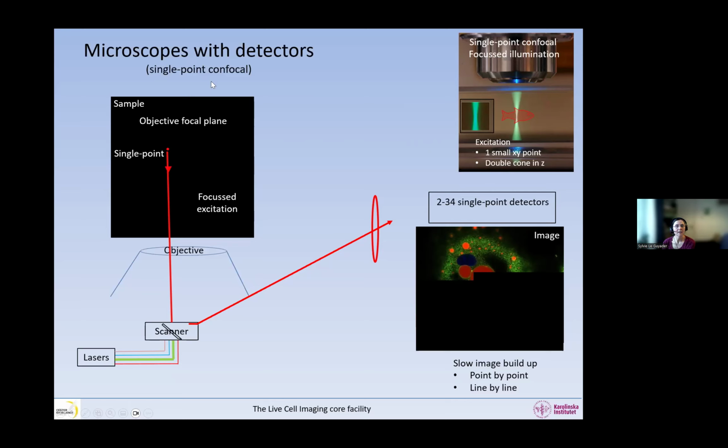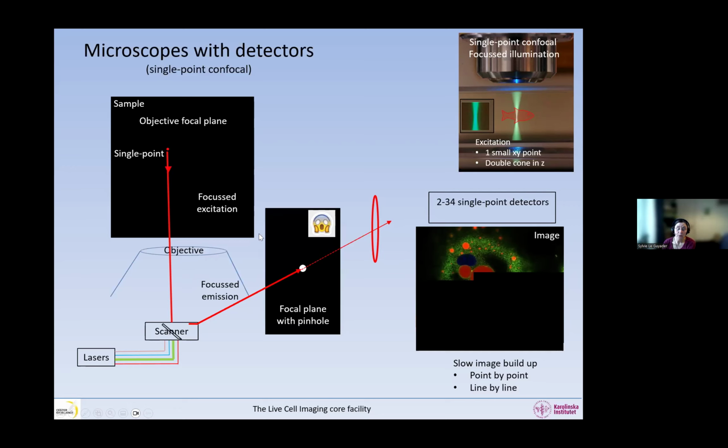Now, why is this called confocal? And what is a confocal? So we have a certain plane of focus for the objective. So this is the focal plane of the objective. And then we have focused excitation, and we also have focused emission, because we have only one point that is excited, there's only one point that fluoresces. So it's a focused emission as well. And what we do is we put a big metal plate in the light path to block all the emission. Well, not all, but most of it. So we block the emission.